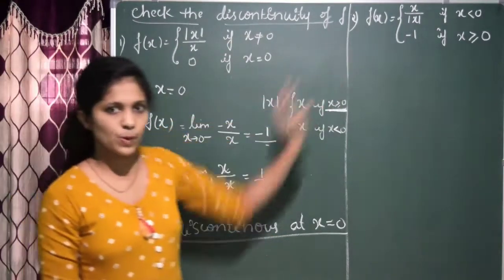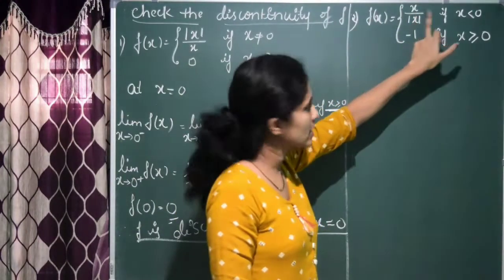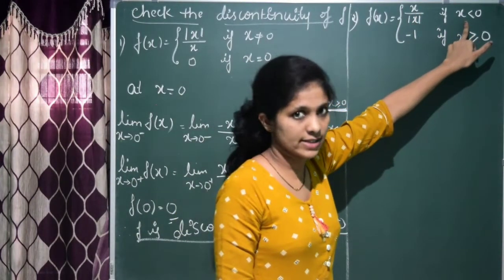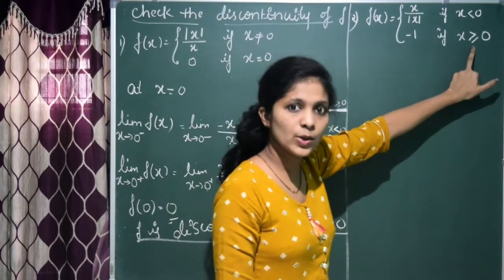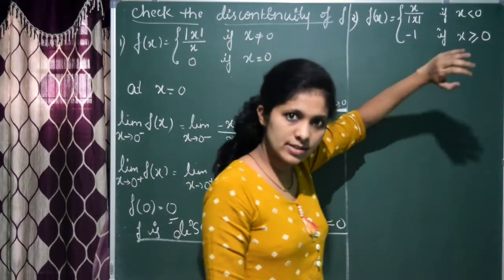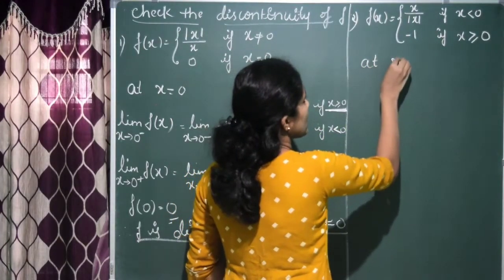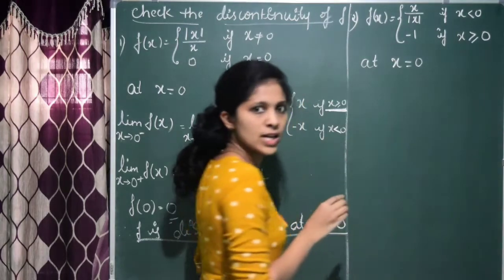Now with the next problem, see here, f of x is equal to x by modulus of x if the value of x is less than 0, and if it is greater than or equal to 0, the function is defined as minus 1. Here also we will check the discontinuity or continuity of the function at x equal to 0. Is it clear? x equal to 0.